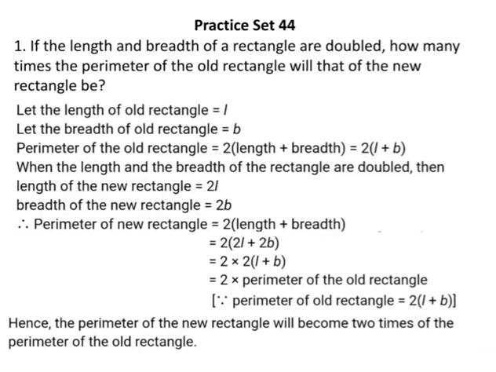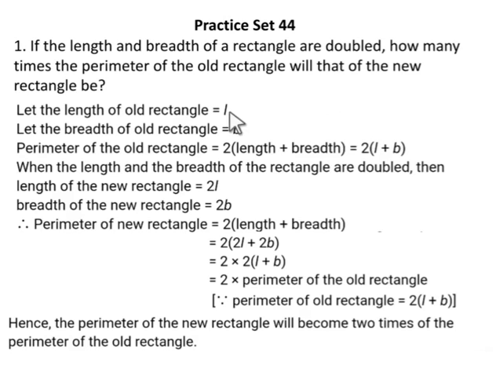Now children, practice set 44, example number 1. If the length and breadth of a rectangle are doubled, how many times the perimeter of the old rectangle will that of the new rectangle be? In this example, the length and breadth are doubled. It means if the length and breadth of the old rectangle are L and B, then the length and breadth of the new rectangle will be 2L and 2B, because here the length and breadth are doubled. So you have to find the relation between the perimeter of the old rectangle and that of the new rectangle.